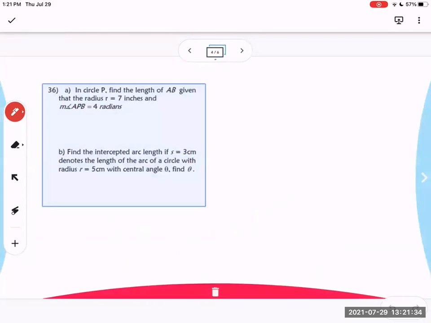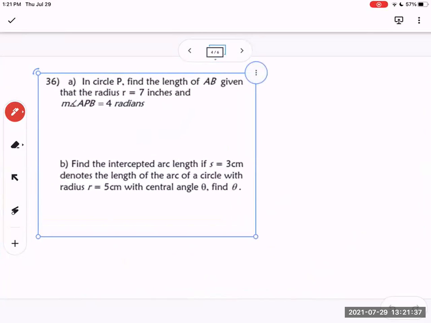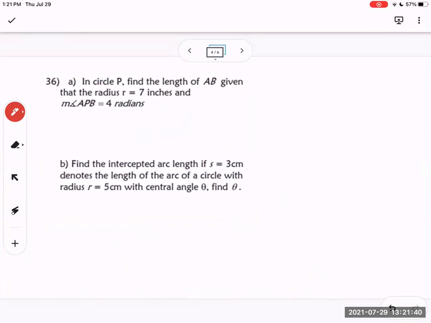Next page. Stop me if you guys have questions, okay? This says, in circle P, find the length of AB given that the radius is 7 inches and that angle measure APB equals 4 radians. Okay, so let's just draw a picture and see what they're talking about here. So here's my circle. We know the radius of the circle is 7 inches. And we know the length of, let's see, they want to find the length of AB.